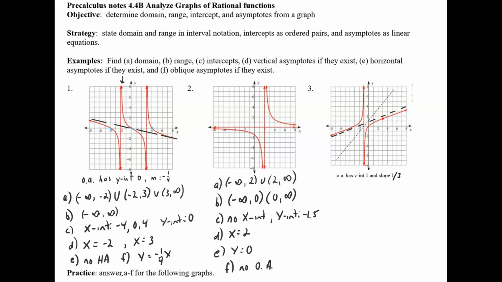A range, now we have to assume that this curve is approaching the x-axis, which is the equation y equals 0, and 0 is the only exclusion from the range. So we are taking 0 out of the range. There's no x-intercept on this graph, but there is a y-intercept, and we have to estimate this one. So it looks like it's pretty close to negative 1.5 right there. There is a vertical asymptote. That's just the equation of this line at x equals 2.